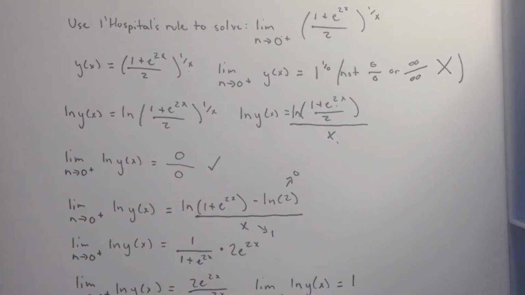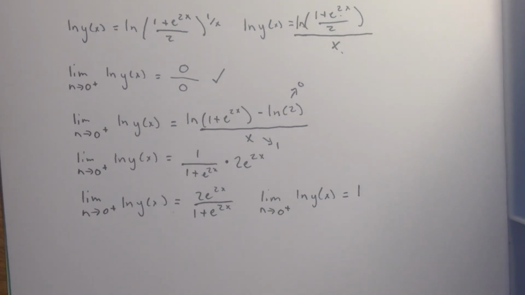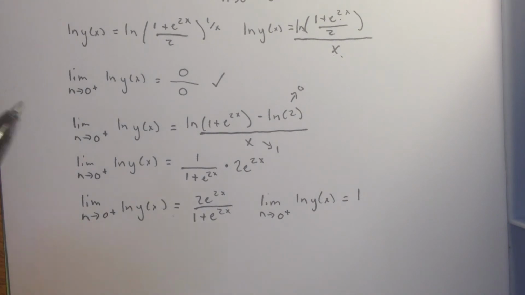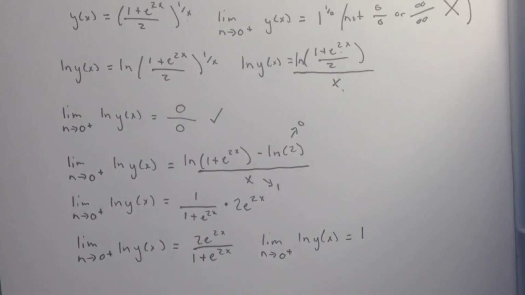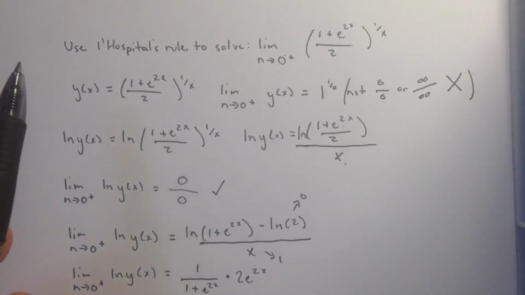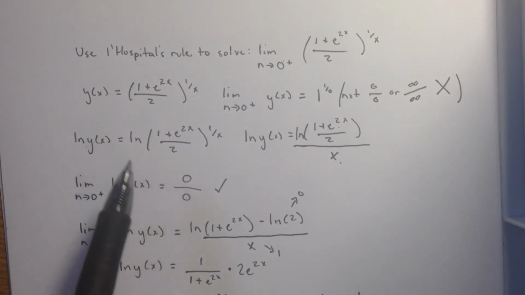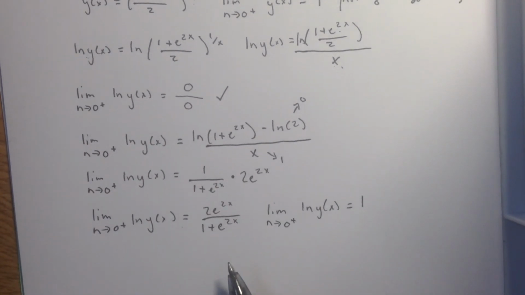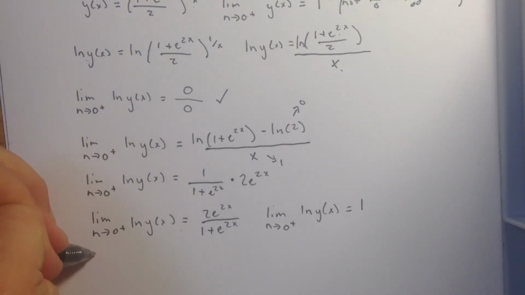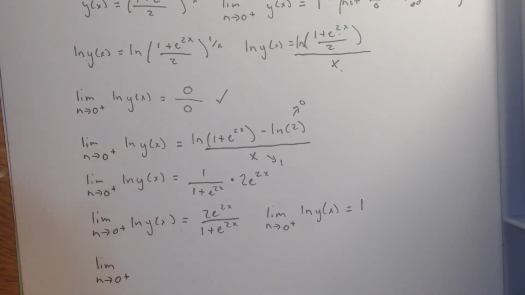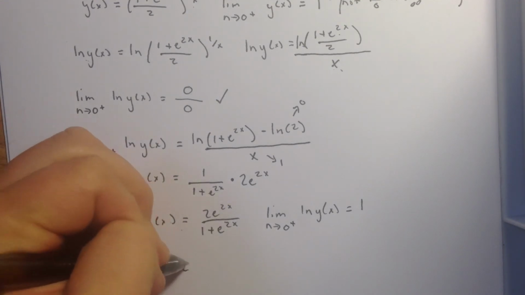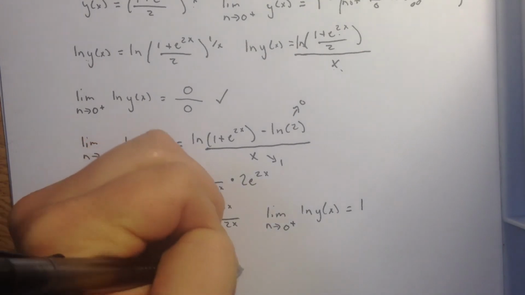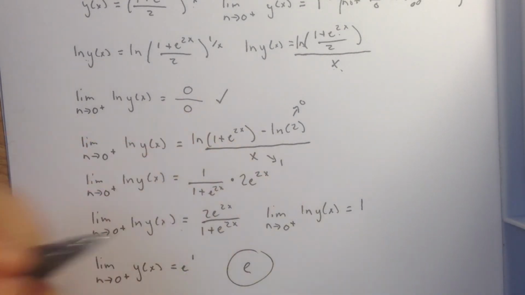And we're not done yet, because we're trying to find out what the limit is just of y of x. So to account for this ln that we took up here, to reverse this, we should raise our answer by e, which makes sense and is not that difficult. So the limit as x approaches 0 from the positive side of just y of x equals e to the power of 1, which means that e is our answer.